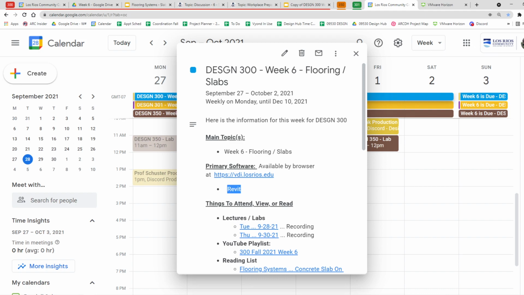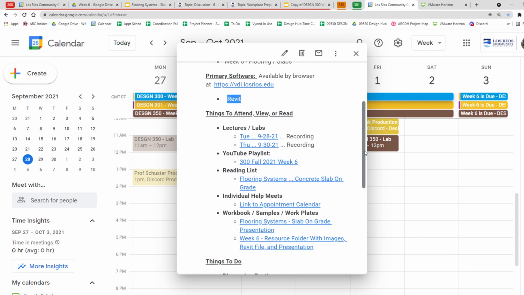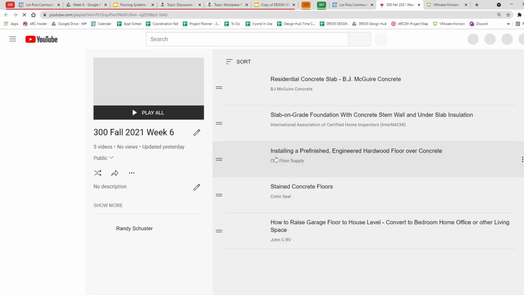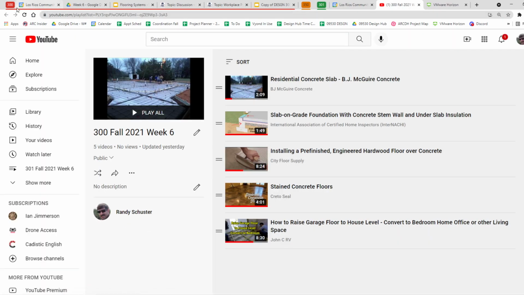We will be doing a little bit of Revit, as you can see. We've got the two lectures. The recordings will be posted to the YouTube playlist and a link here as soon as we've got them done. Here's our playlist for the week. Let's take a look at it really quick. And so there's just a little bit of looking at these.